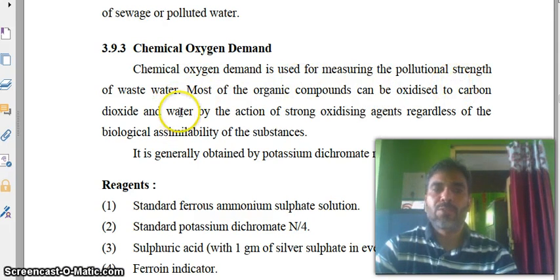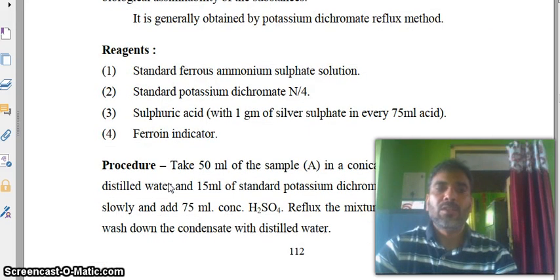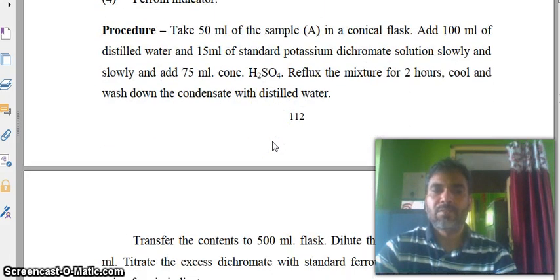pollutional strength of wastewater. Most of the organic compounds can be oxidized to carbon dioxide and water by action of a strong oxidizing agent regardless of the biological assimilability of the substances. It is generally obtained by the potassium dichromate reflux method. The requirement of reagents: standard ferrous ammonium sulfate solution, standard potassium dichromate, sulfuric acid and ferroin indicator.